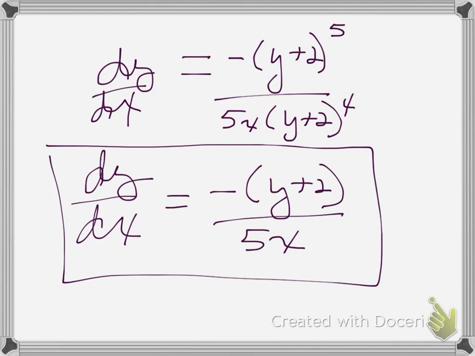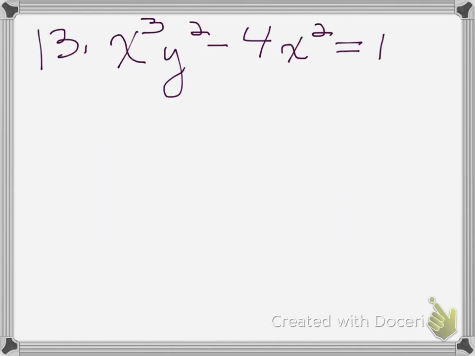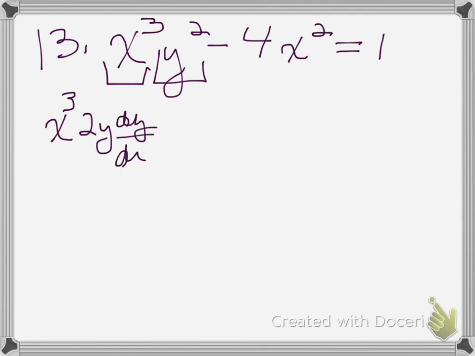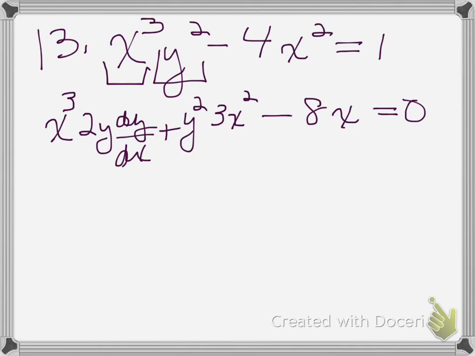Okay, let's go on to the next problem, which is problem number 13. When I look at that, I see right away I'm going to have product rule. So let's be very careful about that. Start taking your derivatives. I'm going to say left, d right, plus right, d left, minus 8x equals 0. So again, we only have one dy/dx. We want to isolate that. So to do that, I'm going to move some things around.